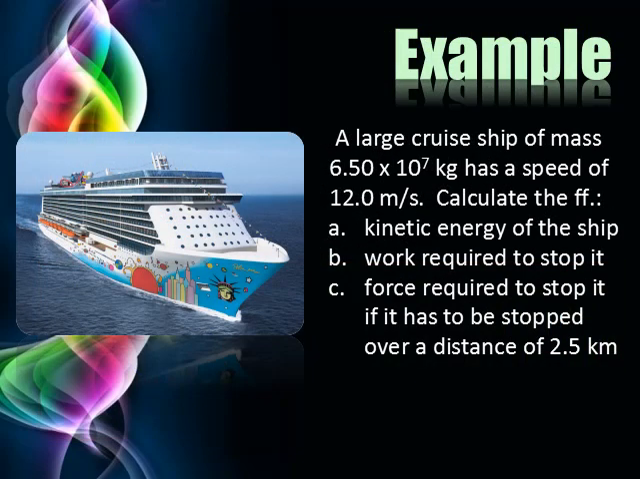Okay, so let's have this example. A large cruise ship of mass 6.50 times 10 to the 7 kilograms has a speed of 12 meters per second. Let's calculate the following: the kinetic energy of the ship, the work required to stop it, and the force required to stop it if it has to be stopped over a distance of 2.5 kilometers.